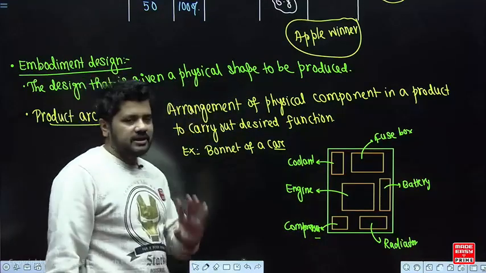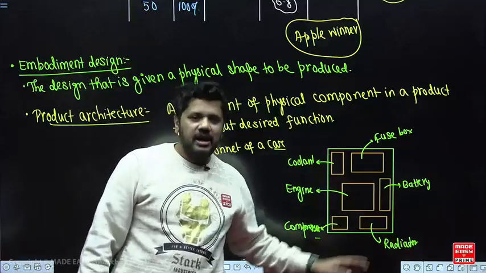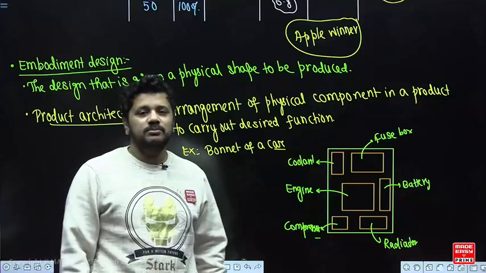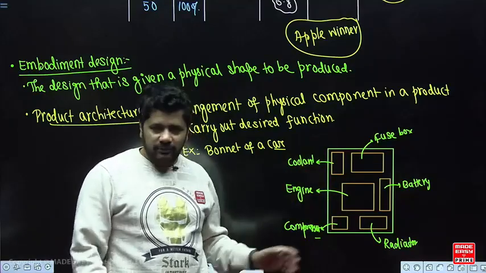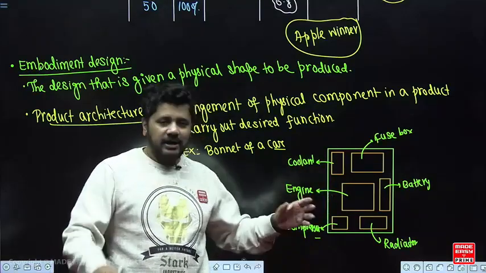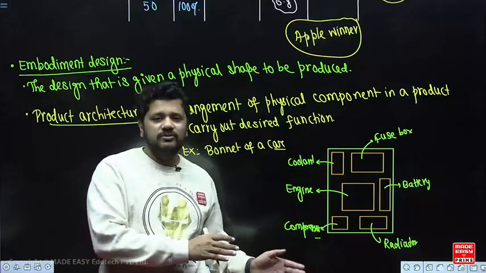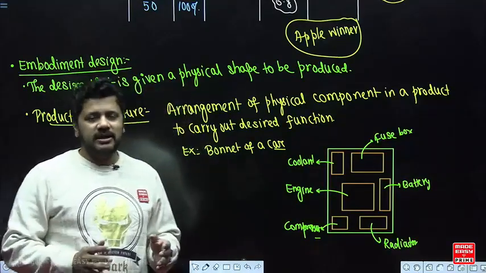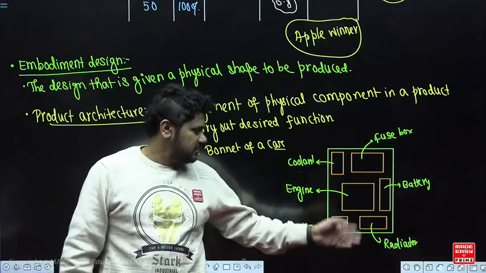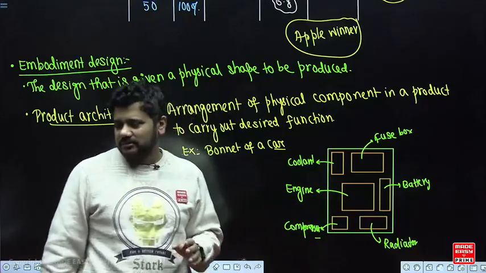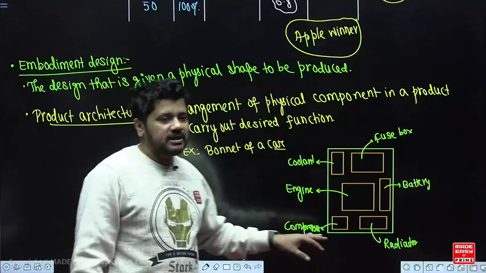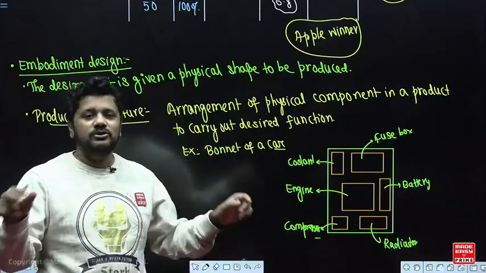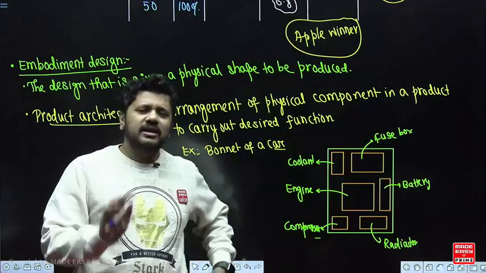So, arrangement of physical components. Within a car or within a bonnet, where shall I place what? That is basically called product architecture, right? If you open the bonnet of a car, at some place you will see the engine, at some place the battery, somewhere the clutch box, somewhere the radiator, compressor, etc. So where you are going to connect what, where you are going to place what, that is called product architecture.